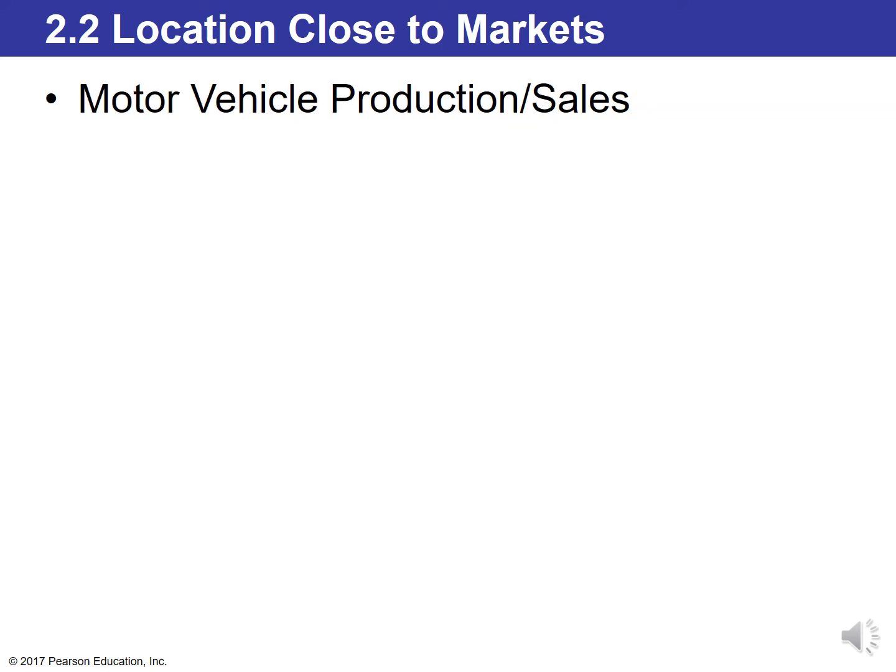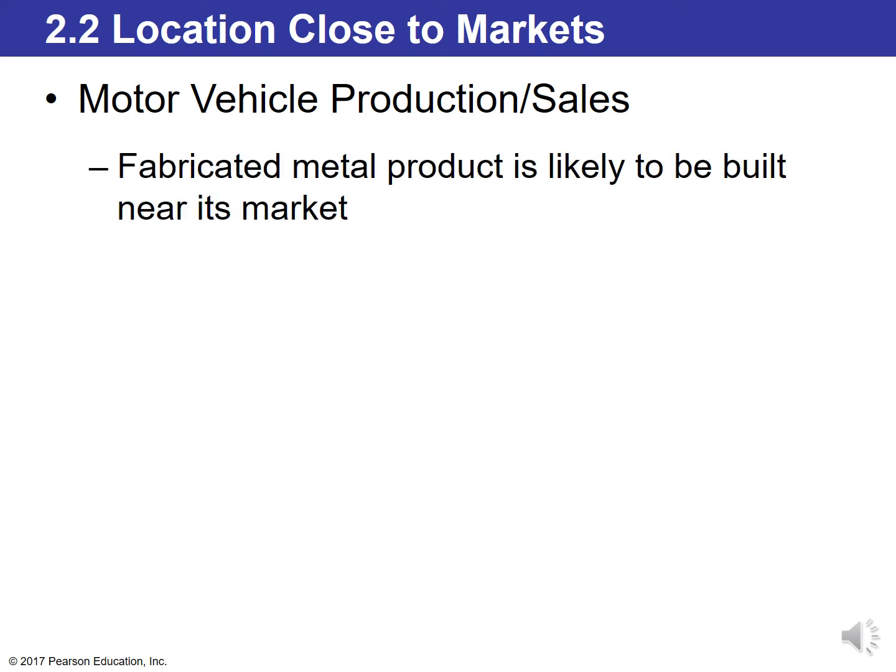All right, so motor vehicle production and sales. This is just a great example of a fabricated metal product that is a bulk gaining industry that is likely to be built near its market. Because it's a bulk gaining industry, it gets heavier after it's produced. The end product is heavier than what they start with.